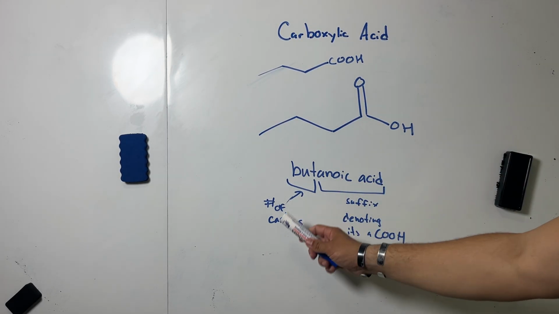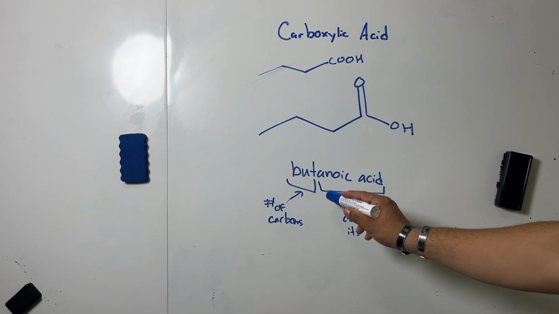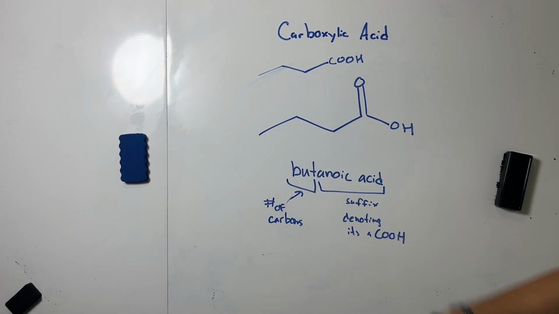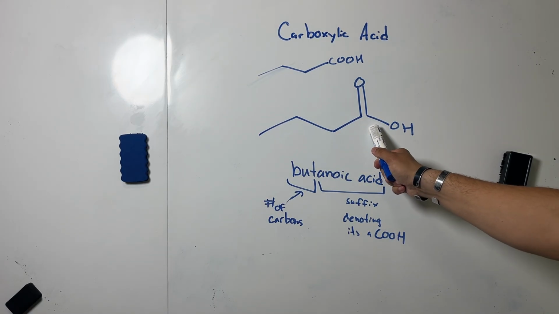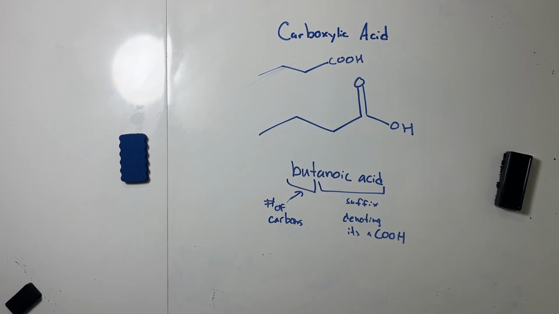And we name them, pretty easy. It's like anything. There's a prefix denoting the number of carbons, and there's a suffix denoting what kind of molecule it is. In this case, the suffix is anoic acid. So this is butanoic acid. And it's important to remember that we don't need to put a position here, because inherently a carboxylic acid has to be at the end of the molecule.